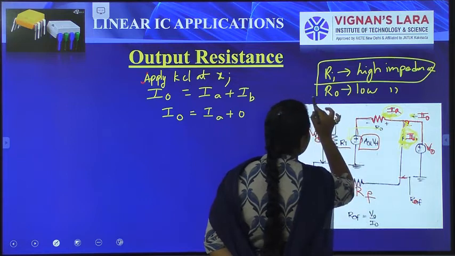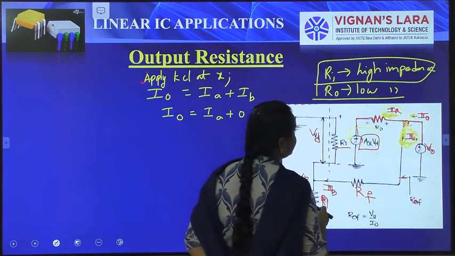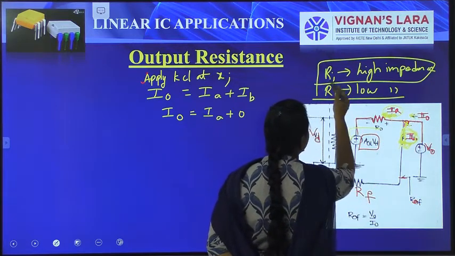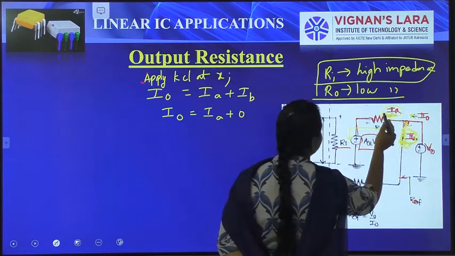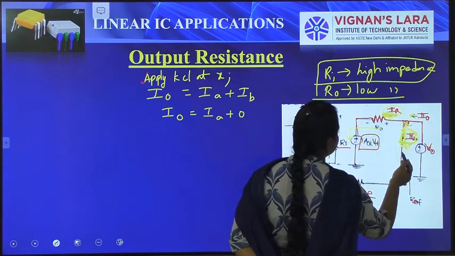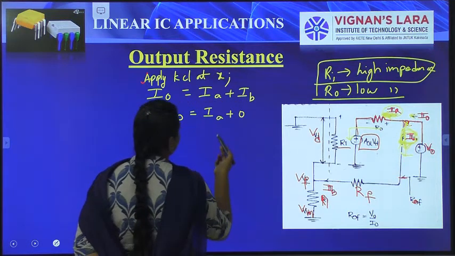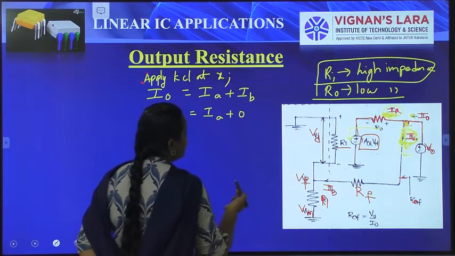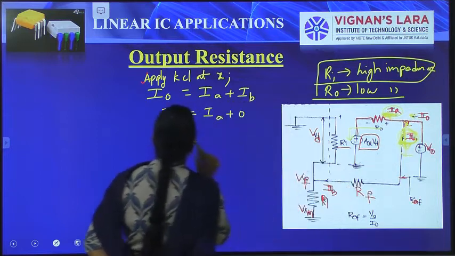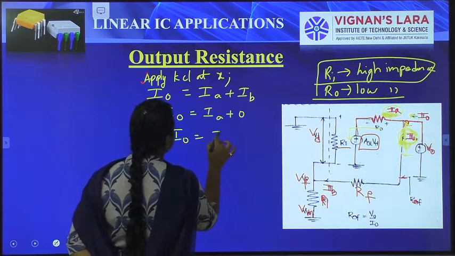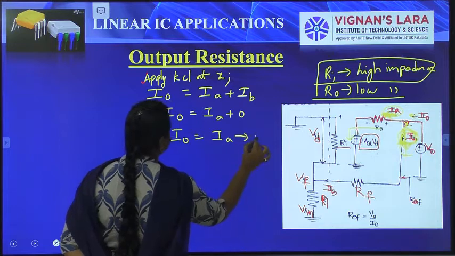We already know that the output side has a low impedance resistor connected, compared to the input side. So here IA is the input-side current, IB is the output-side current. IA is greater than IB, so we neglect IB here. So I0 is equal to IA. This is the first equation.